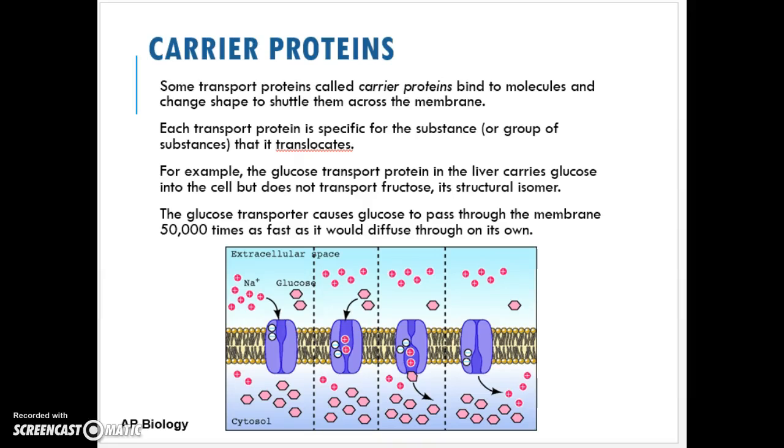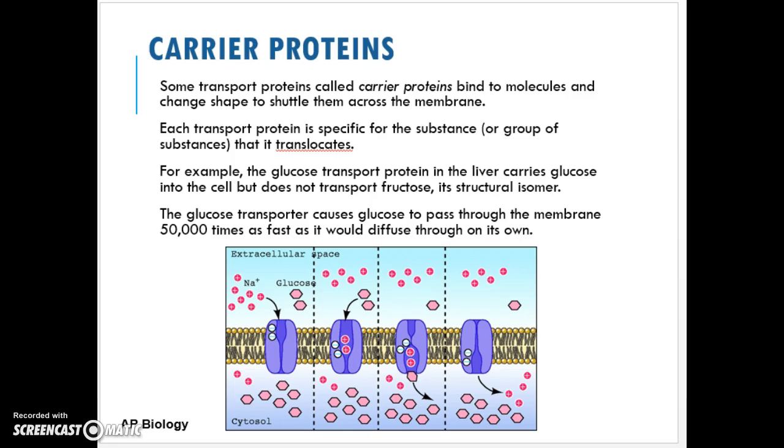Okay, here's part 3 of chapter 7. So we're still talking about proteins in the cell membrane. We talked about facilitated diffusion and how they allow diffusion to occur through the hydrophobic cell membrane.